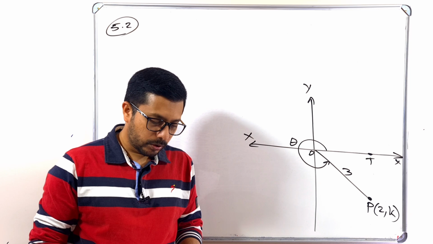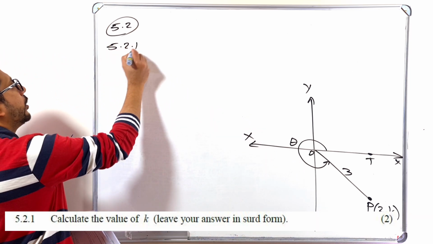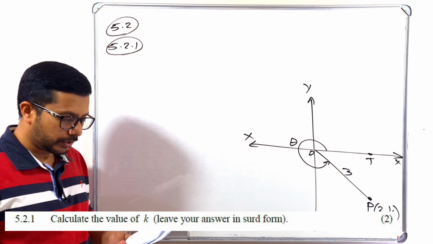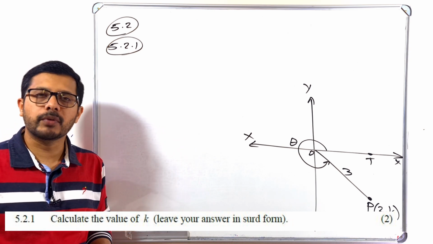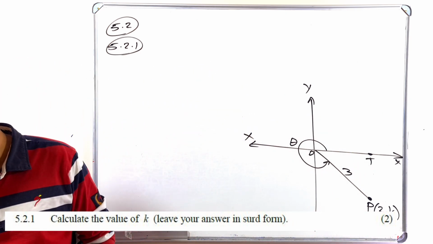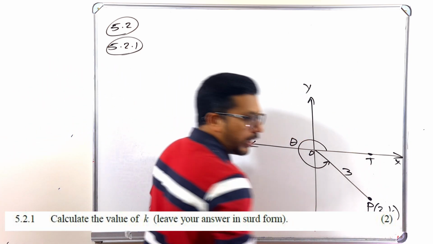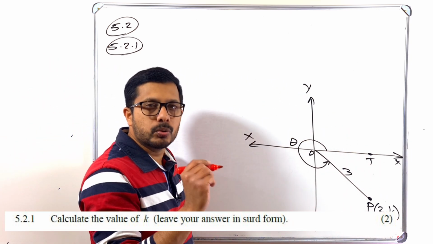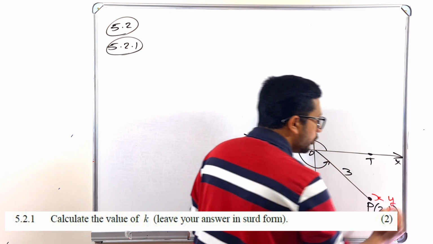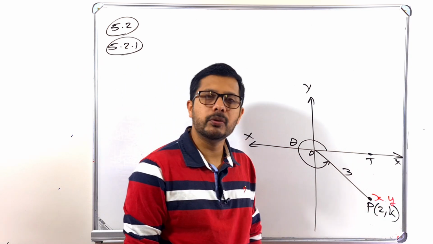Now what is the first question? 5.2.1. Calculate the value of k. Leave your answer in surd form. So you have to find the value of k, and leave the answer in surd form. Here you can see that the point P is (2, k). That means the x value is 2 and the y value is k. Am I right?